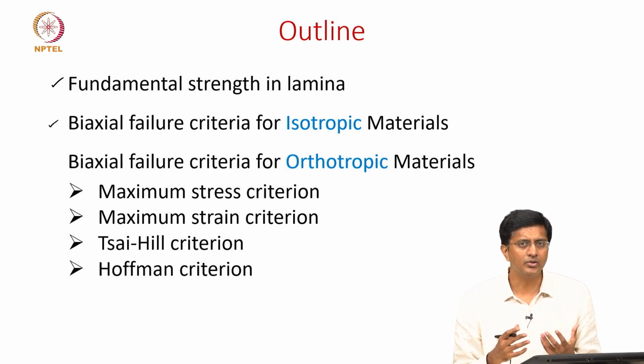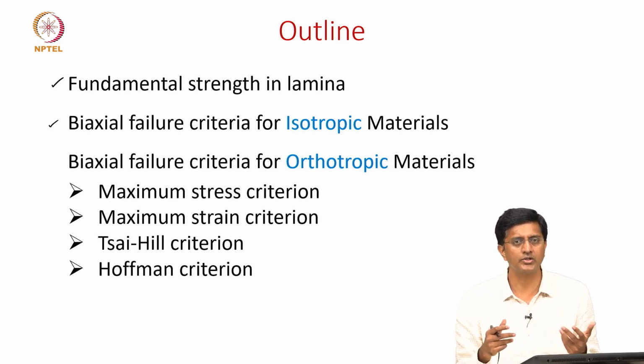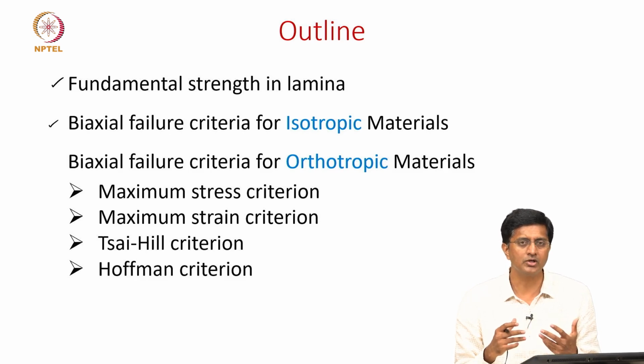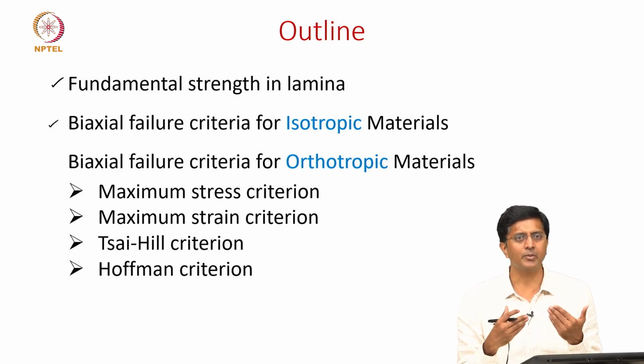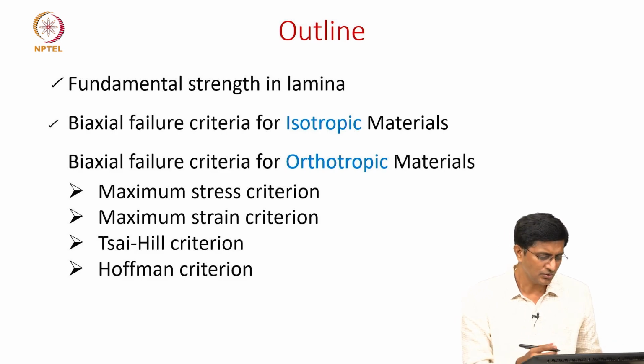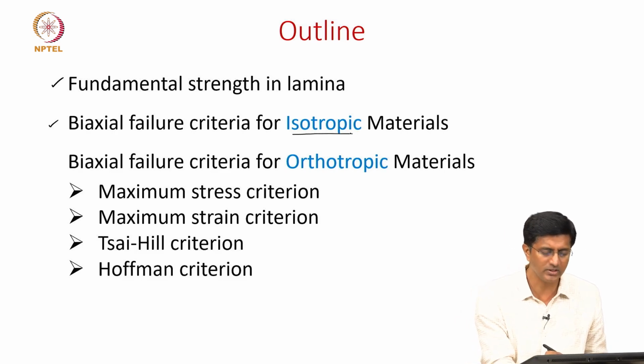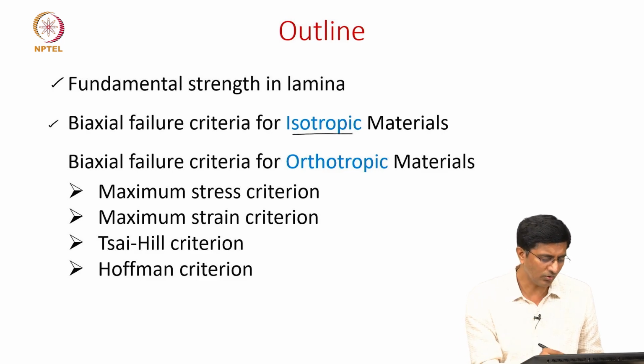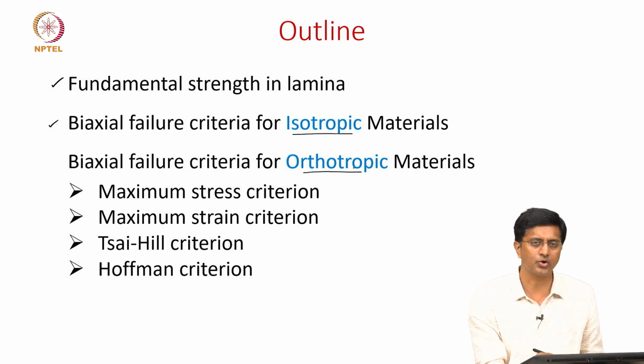Since we already know that in the real world the loadings are multi-axial, meaning it's rarely that you get a uniaxial loading. Most often they are loadings in 2 or 3 directions. So how do we predict whether a composite is safe or not under certain multi-axial loading conditions? For that we have to look at failure criteria which we can apply for multi-axial loadings. So we'll start with isotropic materials because we'll build upon it to develop the failure criteria for the orthotropic materials.